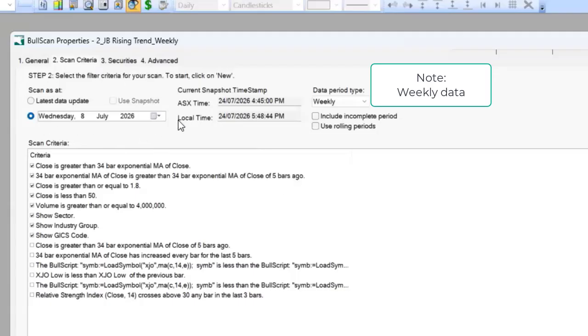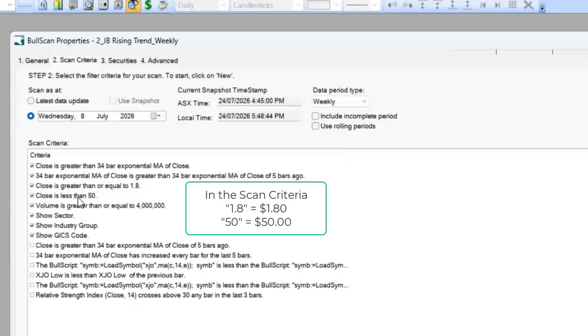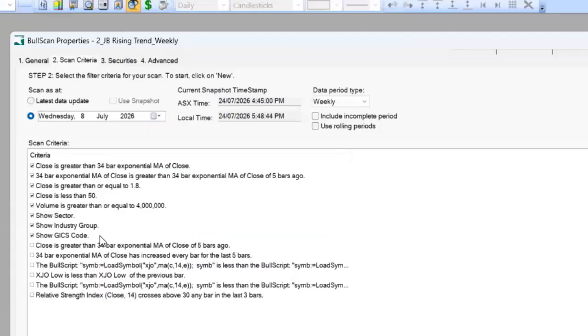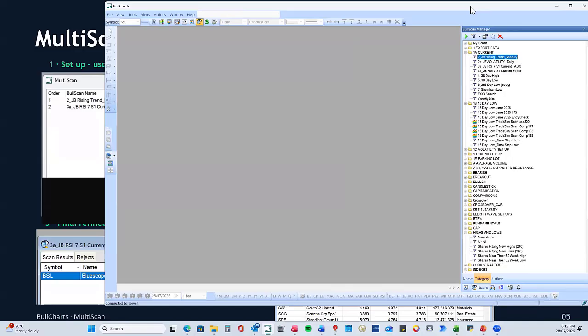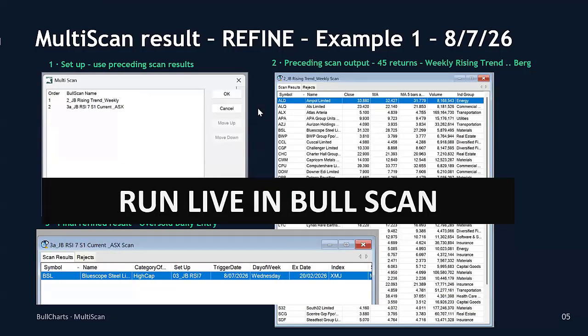Interestingly enough, you can see here I've set, just for the purpose of tonight, to run this back on the 8th of July, 2026. And off I go. I don't trade any pennies. In this particular case, I'm looking for a close less than 50, so I'm trading in that range, and I'm looking for volume greater than 4 million. So I'm looking for the higher liquidity stocks. All right, I'll get out of that. All right, so back into the PowerPoint.